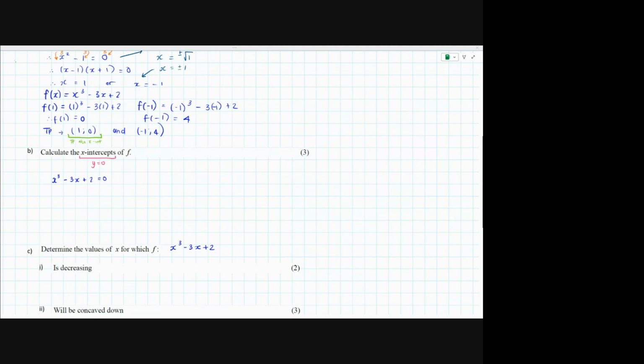Okay, can anyone tell me what their x-intercepts were? So what were your final answers here? We obviously already know that 1, 0 is an x-intercept, but where else do we have an x-intercept? Anyone? Nice, Nokubonga, -2.